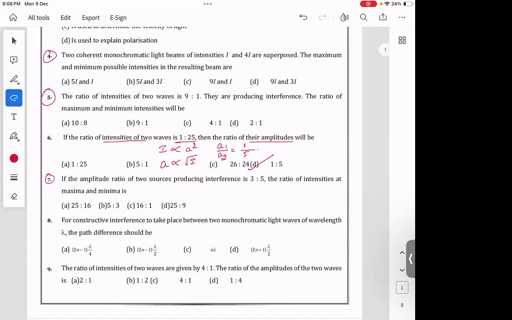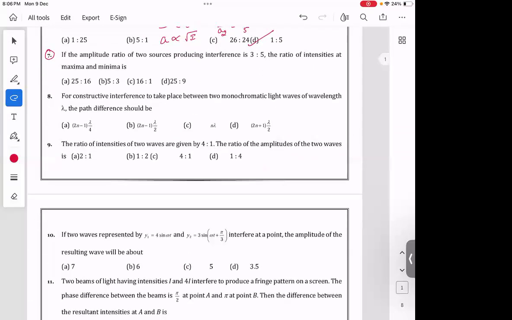Even the seventh one is not there because maximum topics are deleted in wave optics, students. For constructive interference to take place of wavelength lambda, what is the condition for the path difference? It is n lambda. So path difference for constructive interference should be equal to n lambda. So option C will be the answer. For constructive interference, path difference must be equal to n lambda.